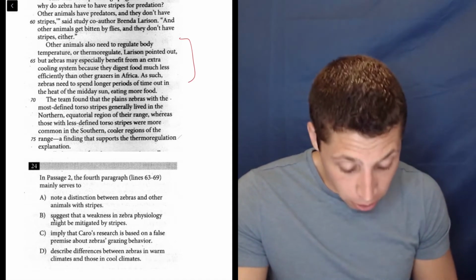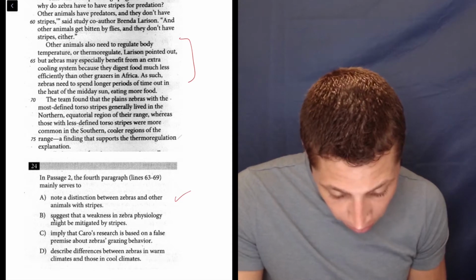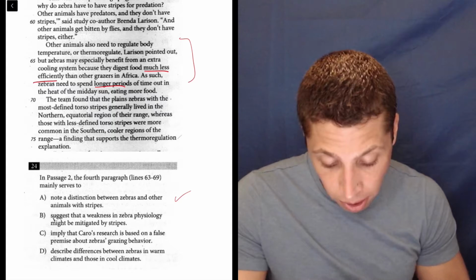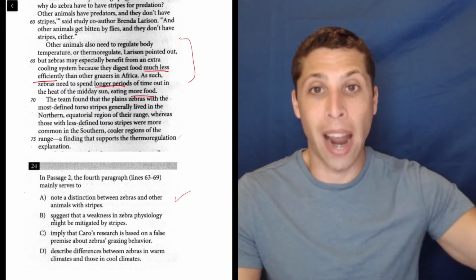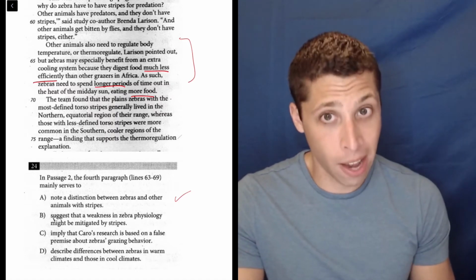That seems pretty good because they're clearly talking about a comparison, right? They're much less efficient, longer periods out in the sun, right? There's clearly a sense of comparison about this. So dumb summary-wise, choice A checks out.